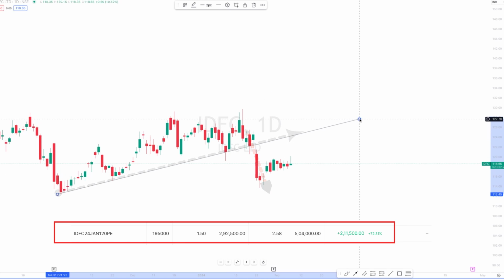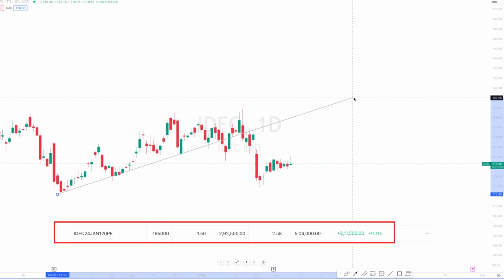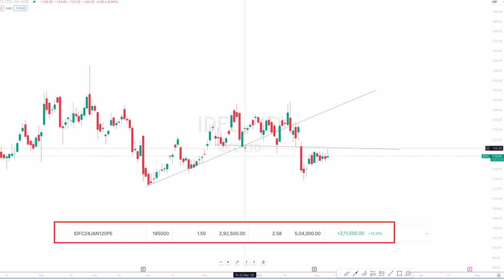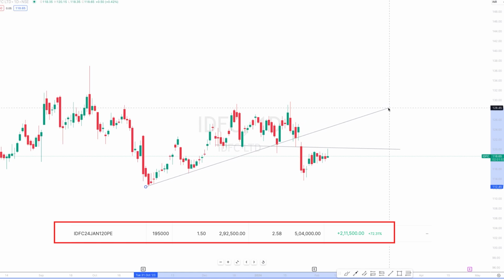So the catch here is that this is the trend line, okay, and also there is another trend line which is this one. So basically this important trend line has been broken. What most people are doing is that they're drawing like this, which is wrong.